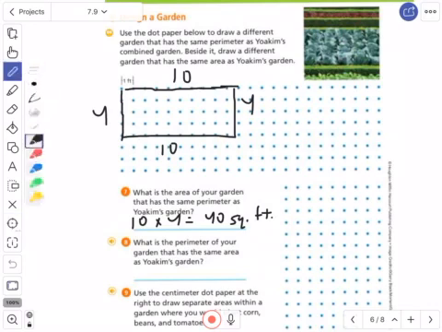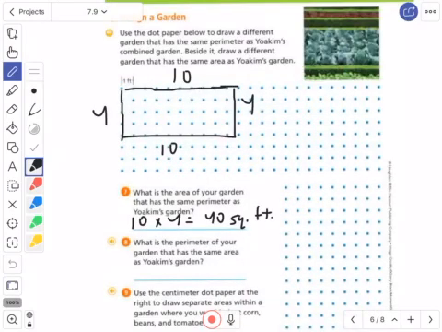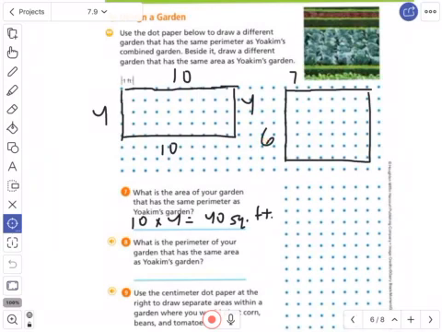Okay, then we can come back, and then we're going to draw a different garden that is the same area as Joachim's garden. So his area was 42. Oh, okay. Well, I just have to think, because it's length times width, what two numbers equal 42. And I can go 1, 2, 3, 4, 5, 6. 1, 2, 3, 4, 5, 6, 7. Because I know that length times width, 7 times 6 equals 42.